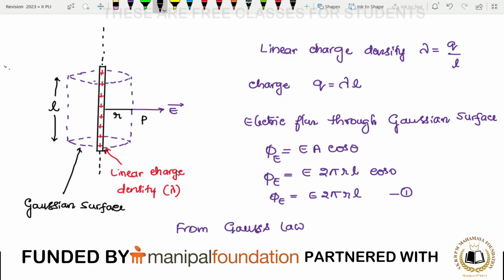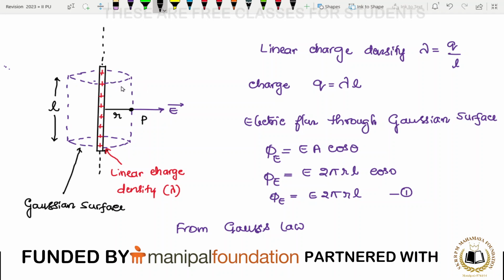At a point P we want to calculate electric field. This point, what distance now from the wire to here is how much? R. Positive charge electric field is outward. So anywhere you take at a distance of R from this wire, field remains same.